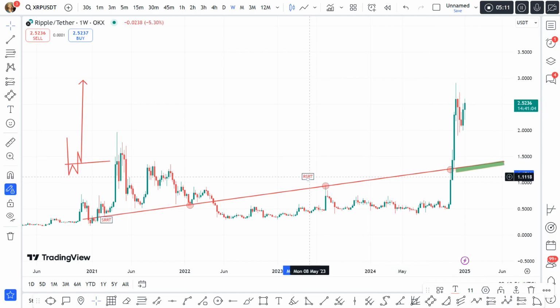What does this mean? Resistance becomes support on break of structure and also a retest candle. And price returns here as ROSRT. When the structure was broken, a broken supply roof or a broken resistance structure becomes a demand floor.